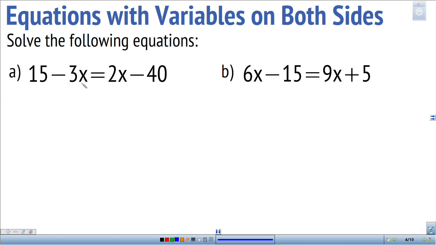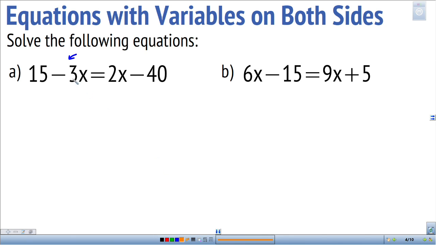I have 15 minus 3x is equal to 2x minus 40. We need to know what value of x would make that true. So we're going to solve this. I look for whichever x term is lower. So negative 3 is lower than 2. So I'm going to pick on this one.